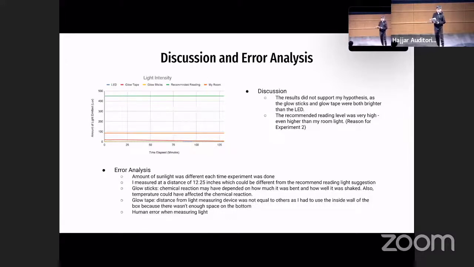But for my error analysis, I can't control the amount of sunlight. Day 2 was a bit cloudier than the first day I measured. I measured a distance of 12.25 inches, but I couldn't really do that with the tape because there wasn't enough area in the box, so there was a bit on the walls. For glow sticks, chemical reactions may have differed based on the force I snapped and shook them, and also temperature. It's a chemical reaction, so it's really sensitive. And there's also human error, and also the 45-cent difference.